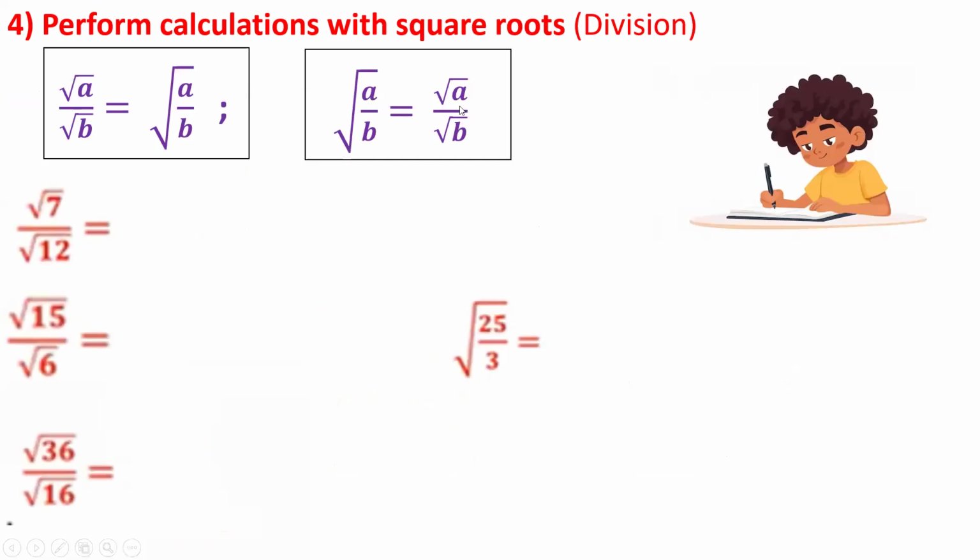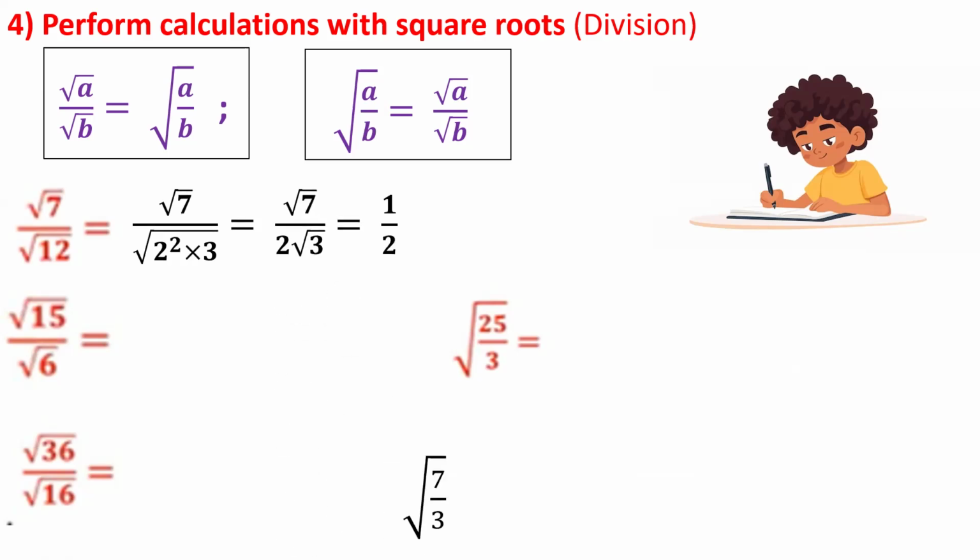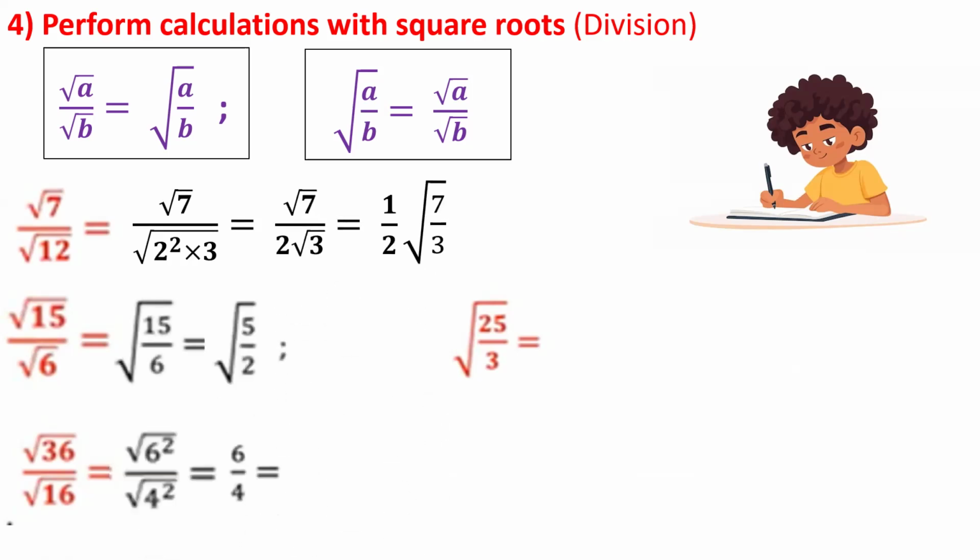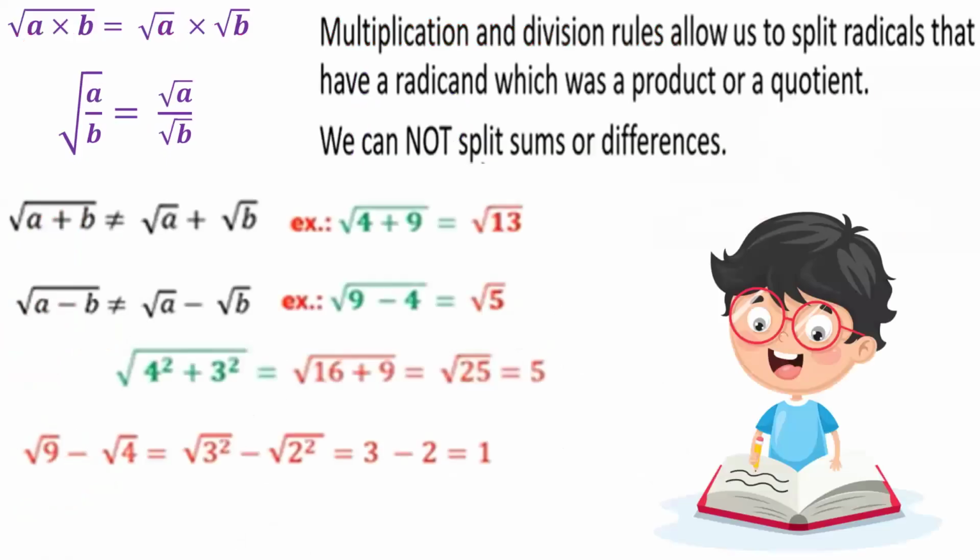Now division. If we have a fraction with a radical in the numerator and denominator, we can write them in the same radical, then we can simplify the fraction. Or if it is a fraction in the same radical, we can split both the numerator and denominator in order to simplify. And of course, you have solved examples for you.